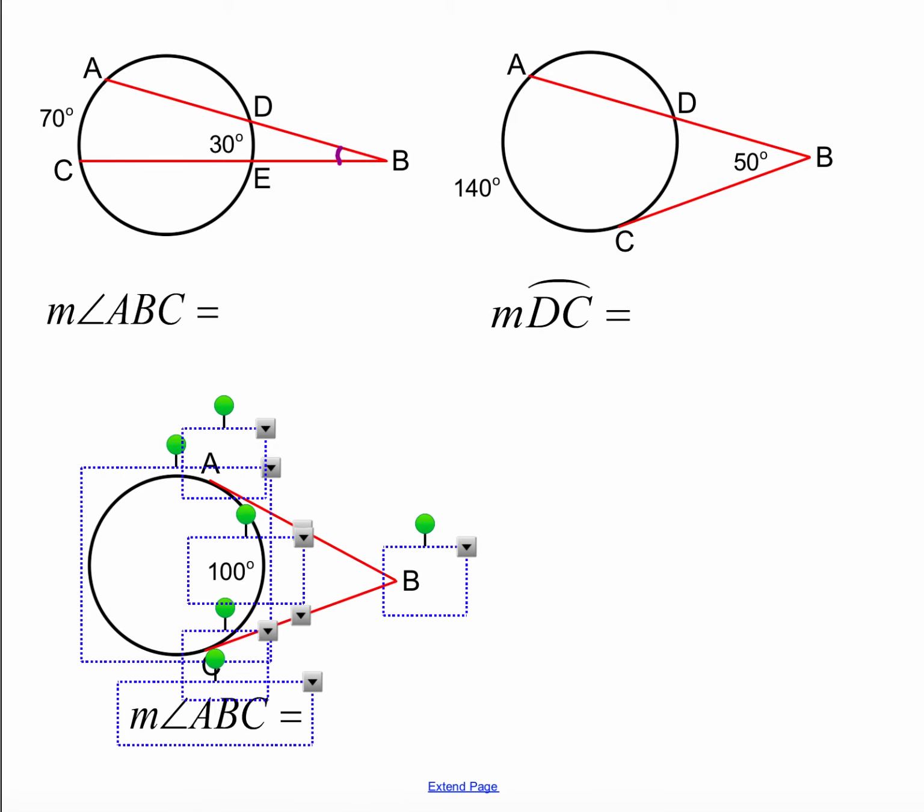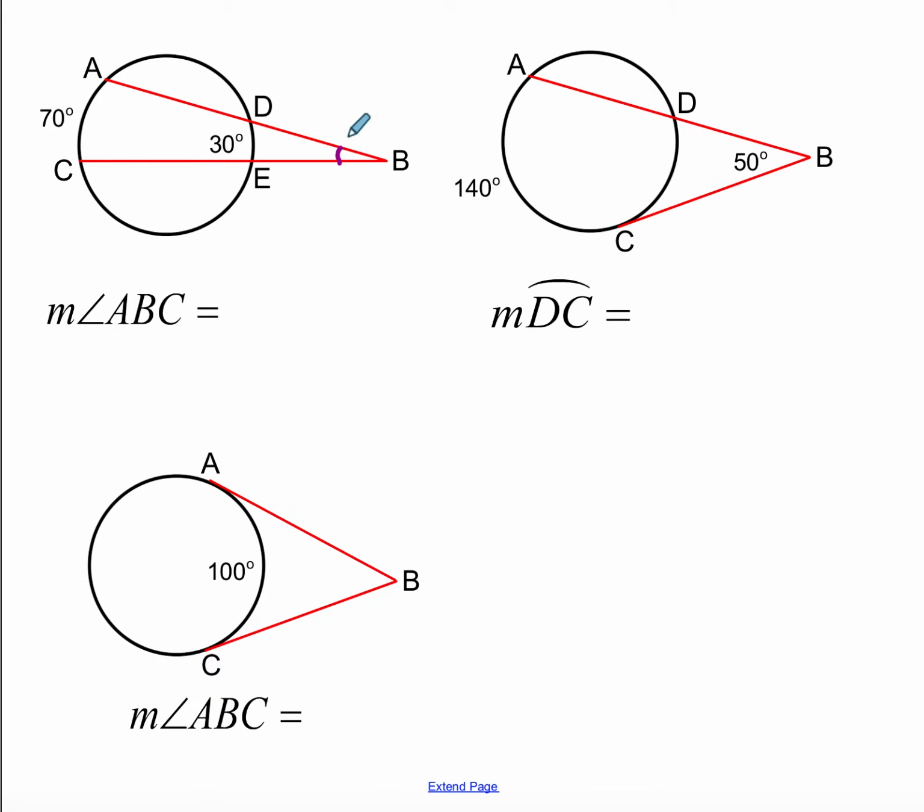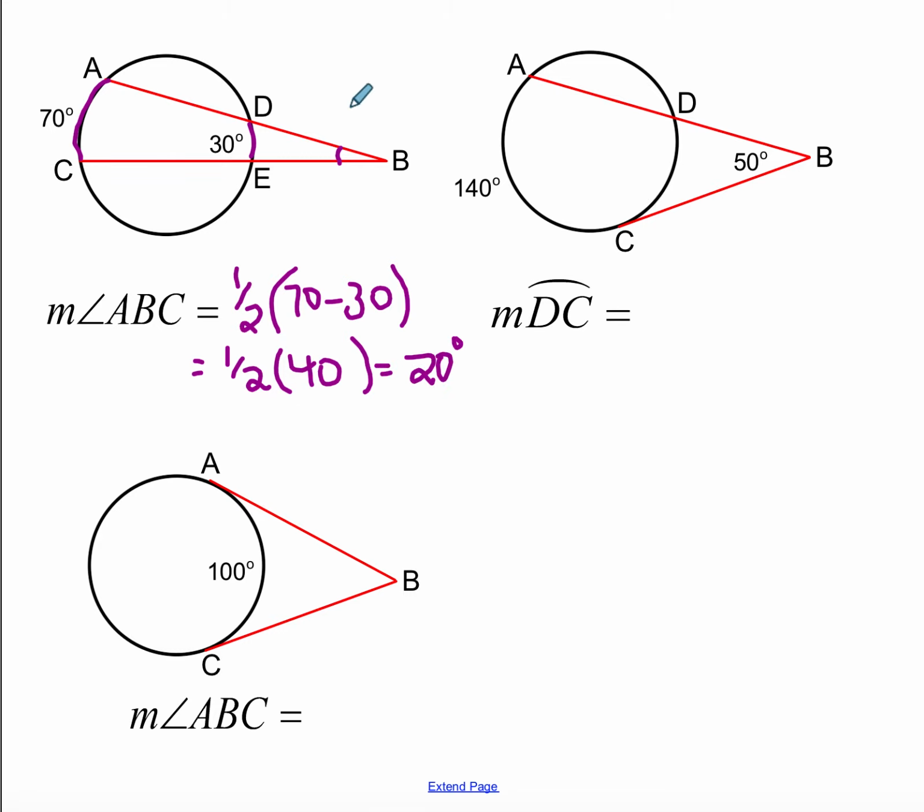Okay, very good. What we know is that this angle that is formed, ABC, will be 1/2 times the difference, so we're subtracting, of these two intercepted arcs. One arc that's intercepted, two arcs that's intercepted. 70 minus 30, subtraction because it's the difference. 70 minus 30 is 40, so we need to take 1/2 of 40, and 1/2 of 40 equals 20 degrees. So this angle that is formed is 20 degrees because of theorem 10.14.